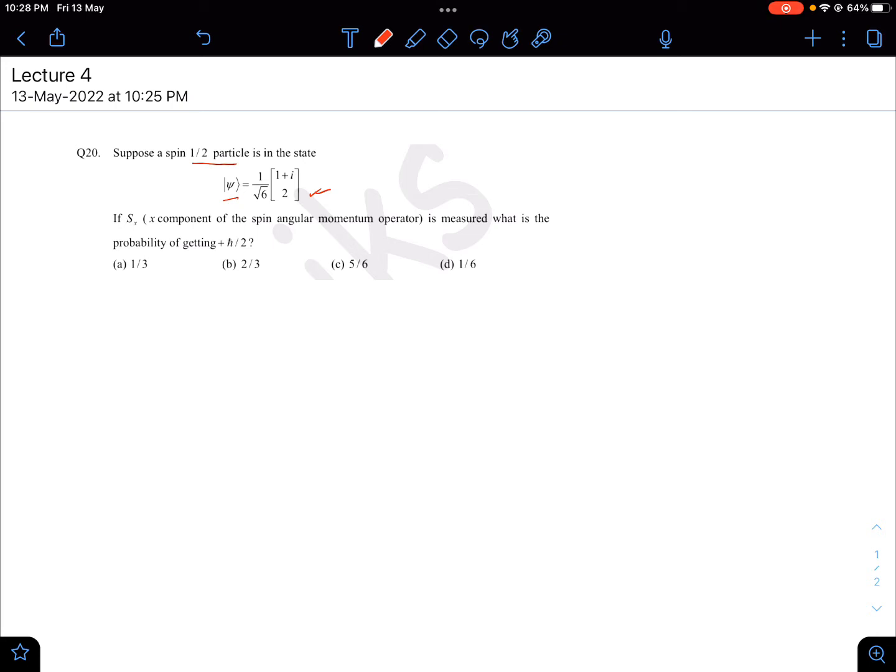So the question states that we have a spinor particle in a definite state and we measure the x component of spin angular momentum, then what is the probability that we will get the result h cut by 2? So let us solve this problem.